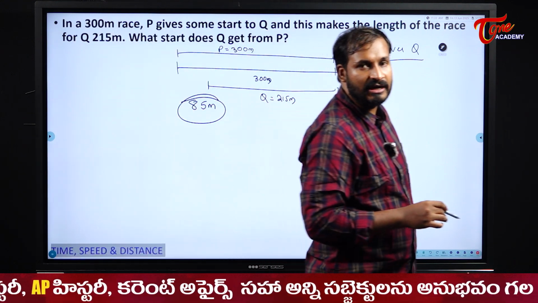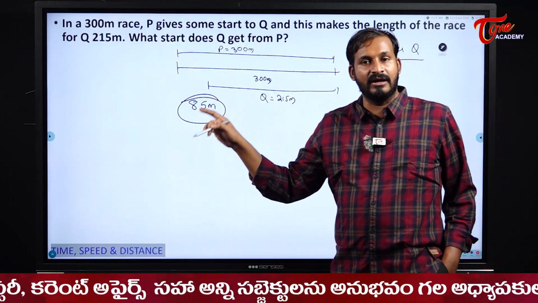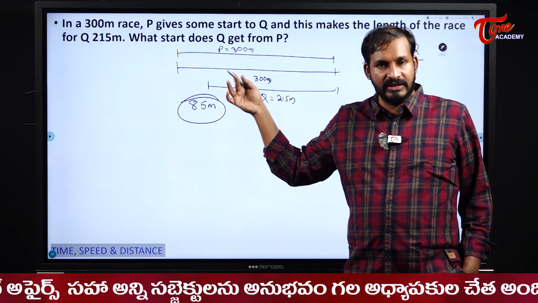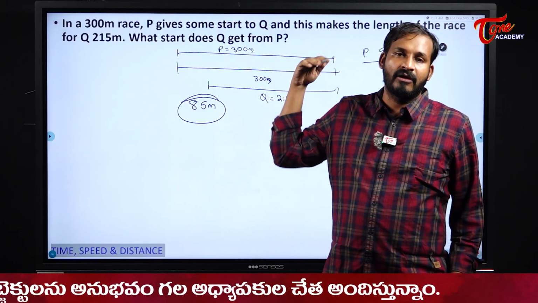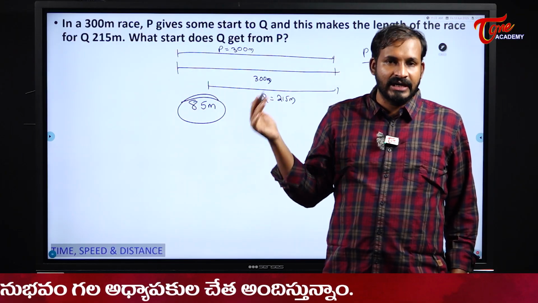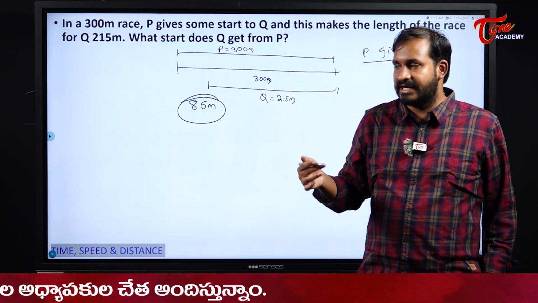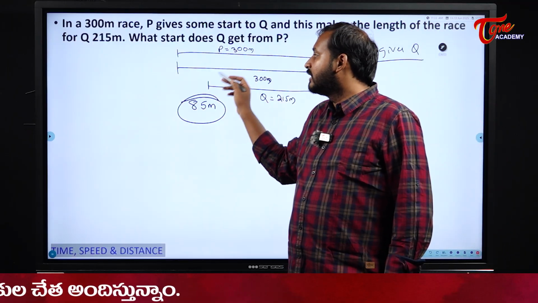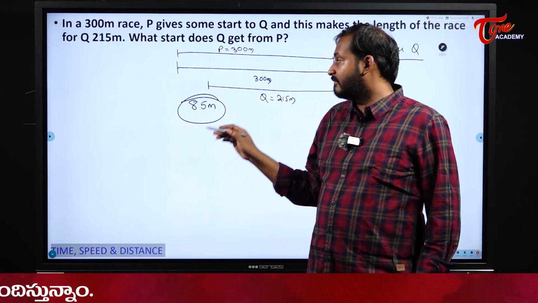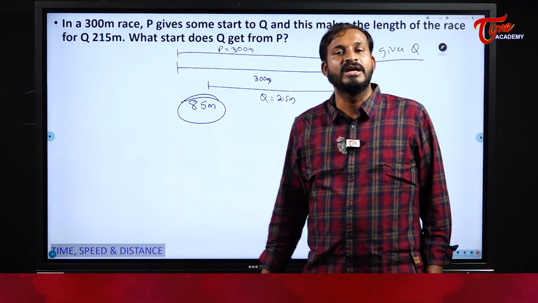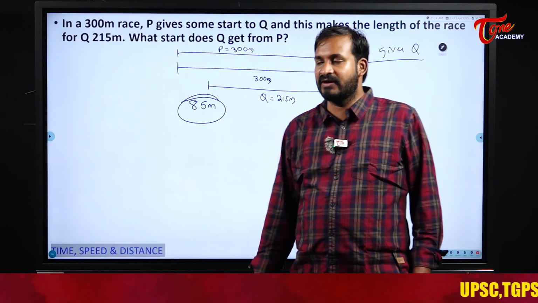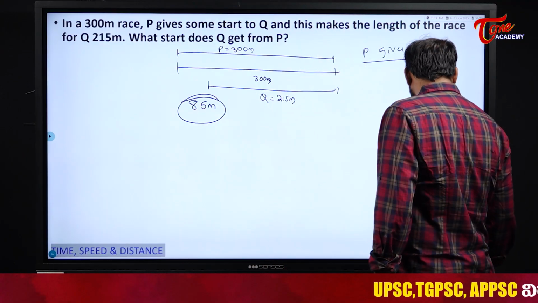P gives Q a start of 85 meters. Earlier I have told you, if A gives B a start of 100 meters, what have I taken? A will travel all the 1000 meters, B will travel just 900 meters. 1000 minus 900, similarly here also. How much start do we need to find? But Q is covering what distance? 215 meters. That means P is giving Q a start of 85 meters here. Next one.